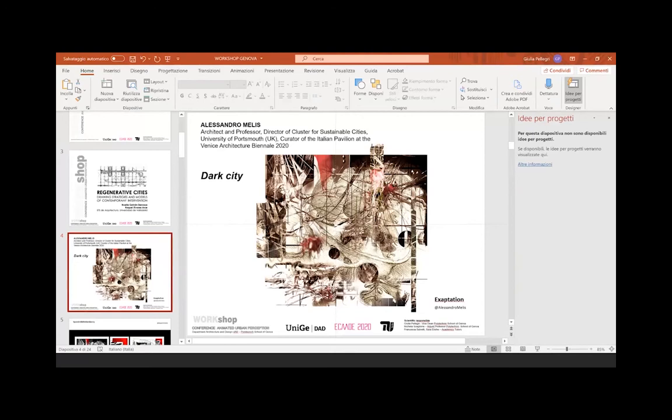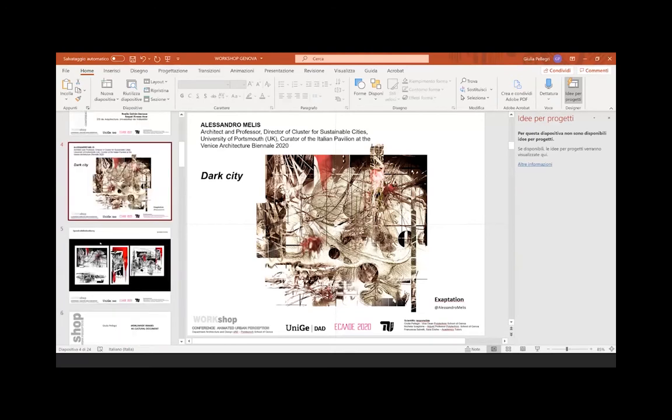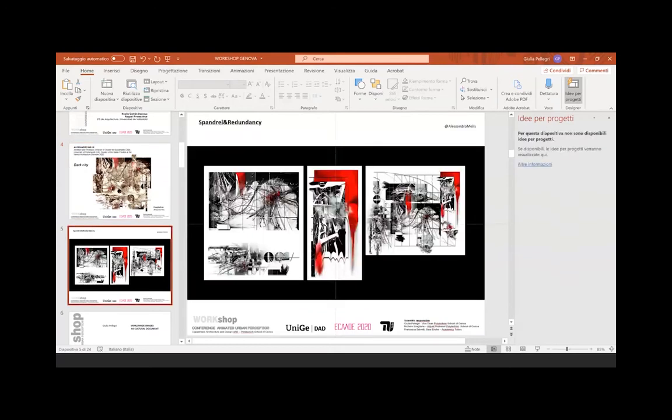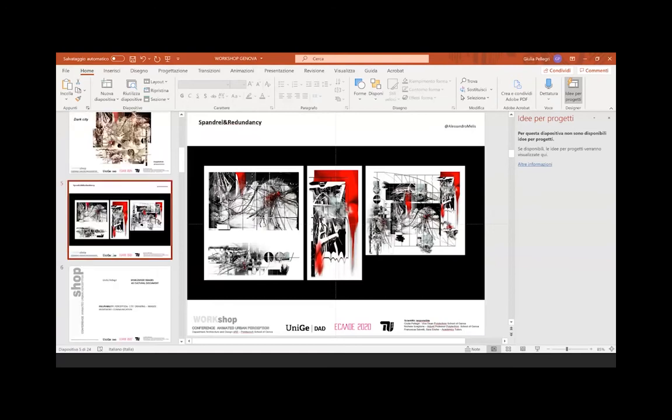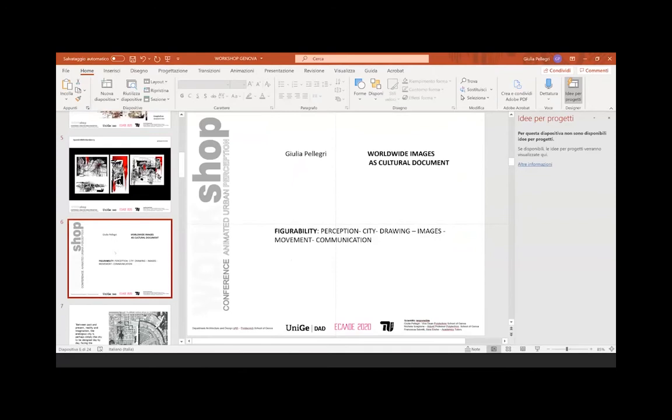He has spoken about the dark city, the connection between images, city drawings, and the biological structure as far as this pandemic period is concerned. And we can see some drawing, also digital, by Alessandro Melis. Then I presented a worldwide image as a cultural document about figurability, perception, city, drawing, images, movement, and communication.